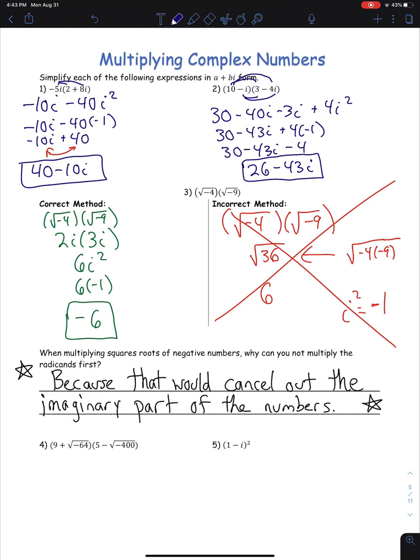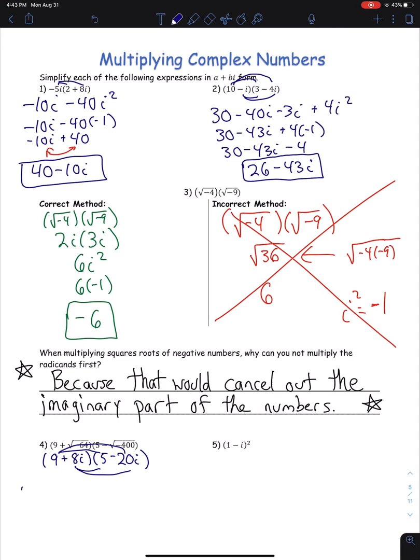So for number 4, I'm going to first simplify everything I can. That would be 9 plus, take out the i, we have radical 64, which is 8, so it would be 8i. Then 5 minus, take out the i, and you have radical 400, which is 20, minus 20i. Multiply, double distribute. Make sure you multiply 9 by everything on the right and 8i by everything on the right parenthesis.